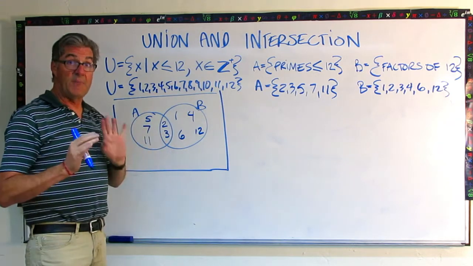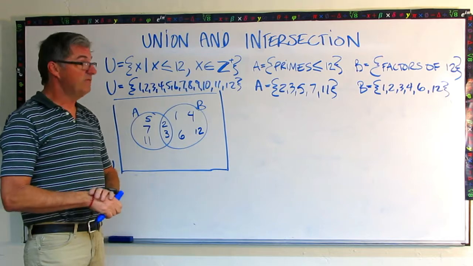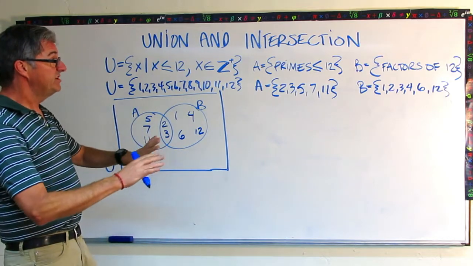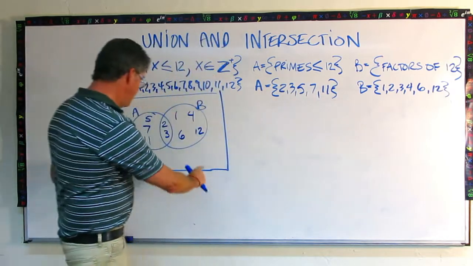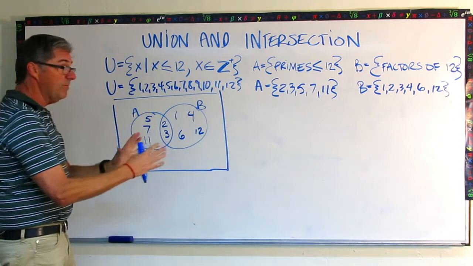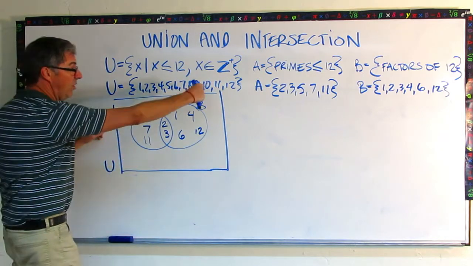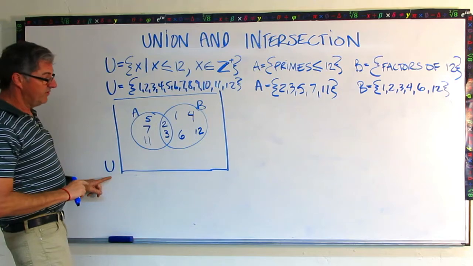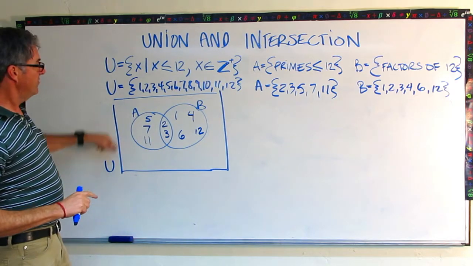And now don't stop here. There's one more step. You've got to put all the other numbers that aren't in A or B, and they need to go in here because they are part of the universal set. Remember, the whole rectangle is the universal set. So let's just go through it.